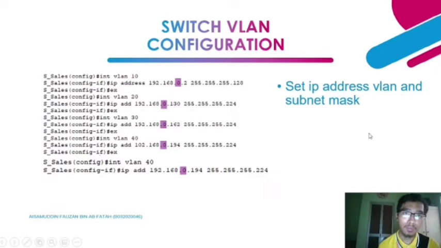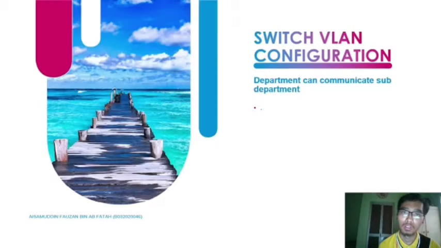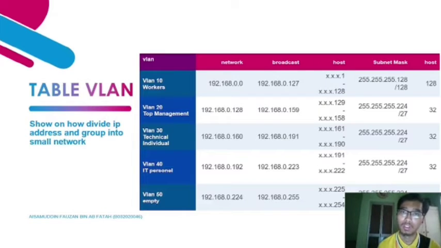Next is the switch VLAN configuration in IP. We can set the IP of VLAN 10 and set the IP and subnet mask of the VLAN for communication. Like this, they have the network address, broadcast address, and subnet mask for IT.